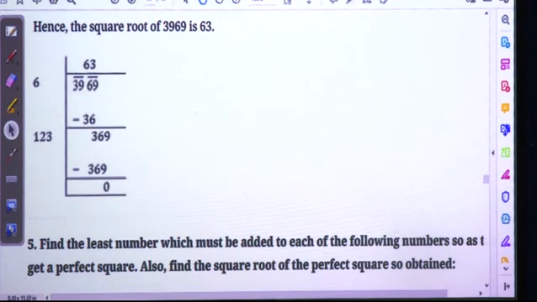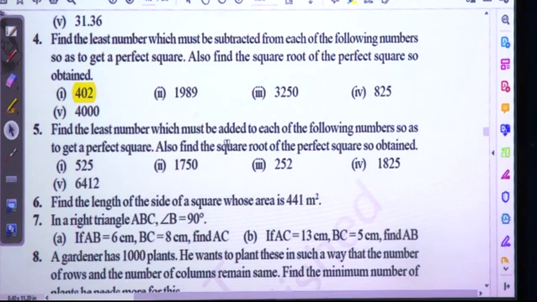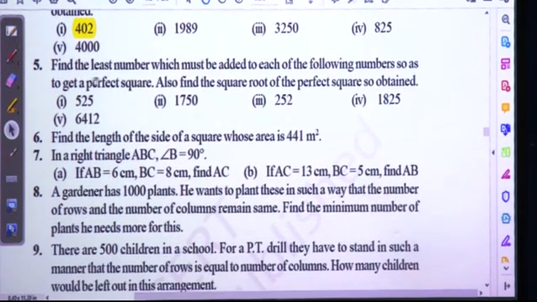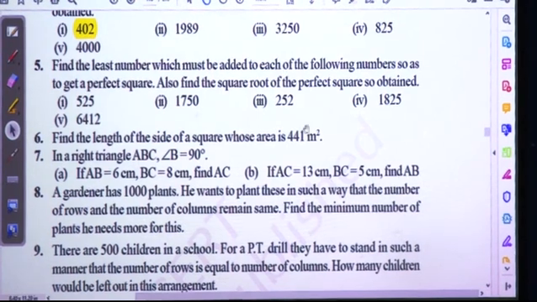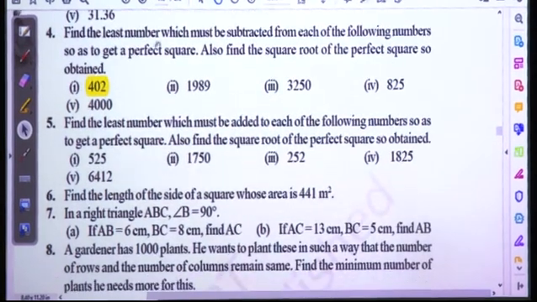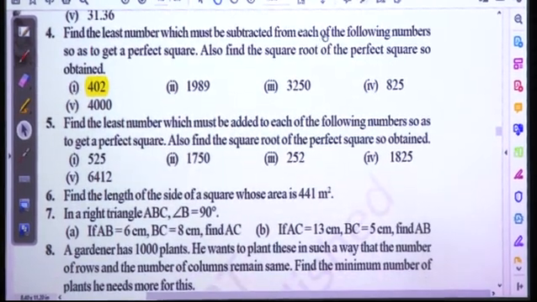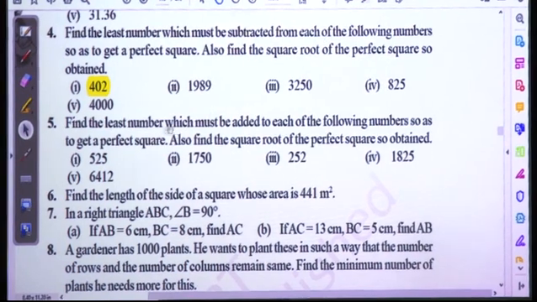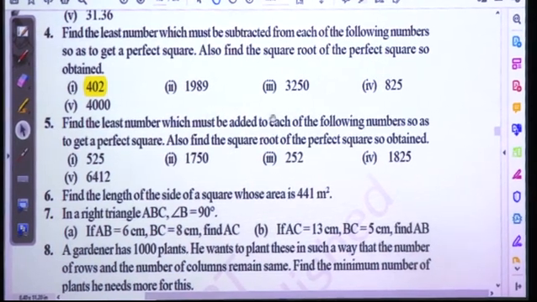Proceeding to the next question. The next question is the fifth question. Find the least number which must be added to each of the following numbers so as to get a perfect square. Question 4 was to find the least number which must be subtracted from, and here we find the least number which must be added to.